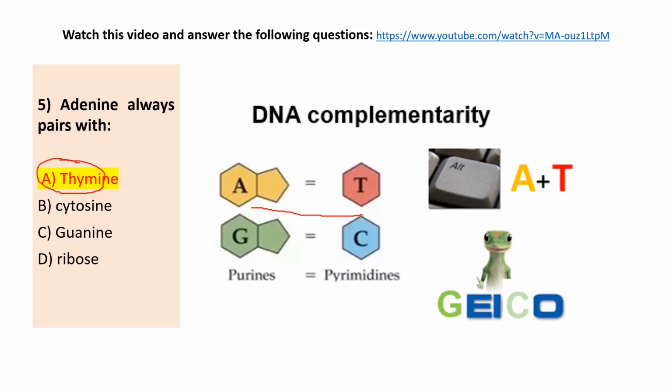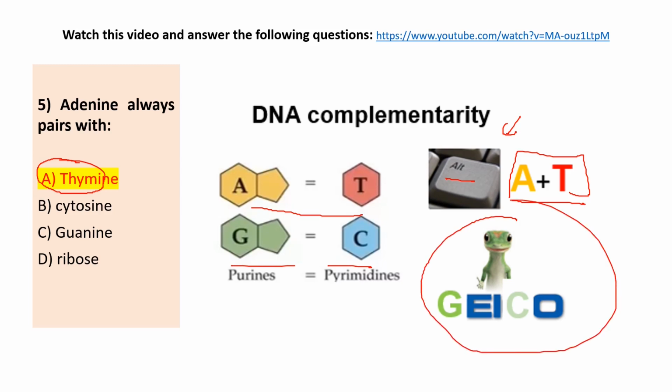I remember that in my computer there is this. When I look at my computer, I see this keyboard key that I press a lot called Alt. So AT go together always, and I remember that G and C go together because I remember this guy of Geico, because they go G and C. And you can use our mnemonics, or if you find a different way to remember it, you can. So remember, A and T always go together.